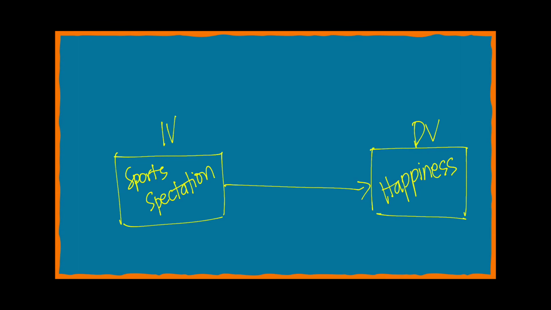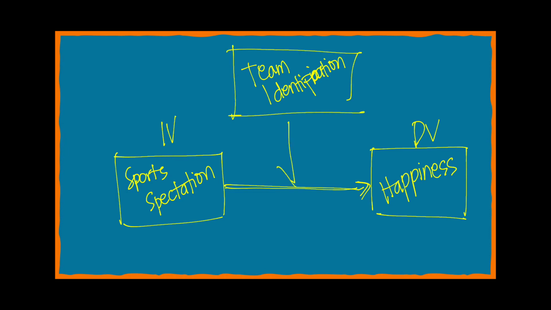However, we can add one more variable because we feel like this relationship can be changed when another variable is present. For example, team identification, or if you are watching a team that you are rooting for, it can influence that effect. It can probably increase the relationship or make the relationship more positive when you are watching your team. Right? And this team identification is called your moderating variable.